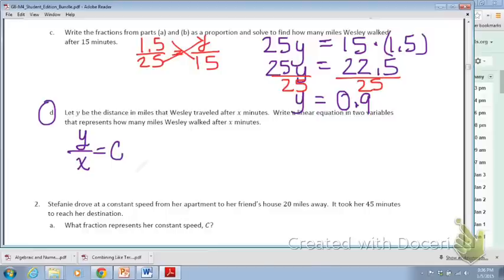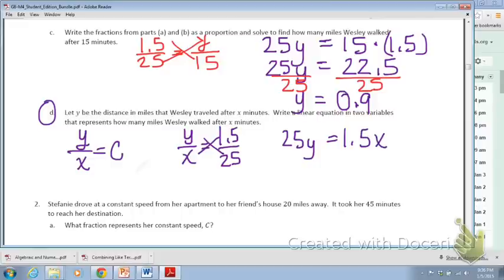Okay, so we've first written that ratio, but what is that constant speed? It's the same as before. So we have y over x equal to 1.5 over 25. Then solving, using the cross products, I get 25y is equal to 1.5x. I'm going to divide by 25, and I get that y is equal to 1.5 over 25 times x.